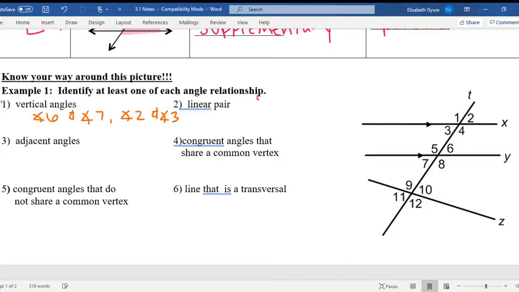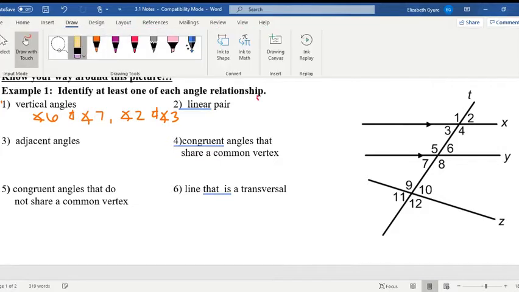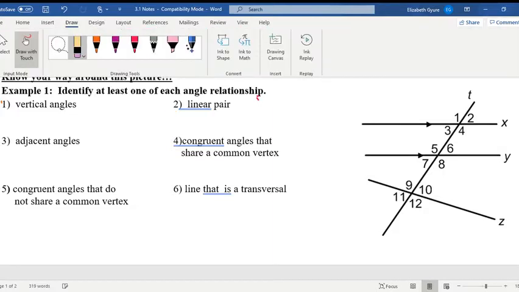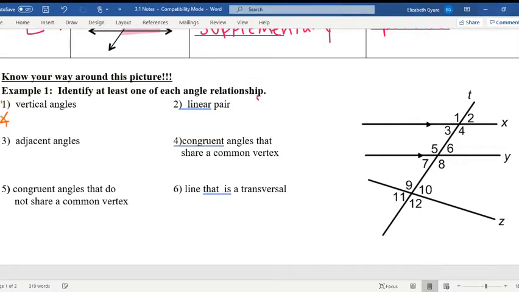Linear pairs. I'm going to scoot this over. But while I scoot this over, take a second, try to identify some linear pairs. Remember, for linear pairs, you are going to look for your opposite rays, and they're going to be adjacent to each other. Where do we maybe see a linear pair? Anyone online? Any suggestions for a linear pair?